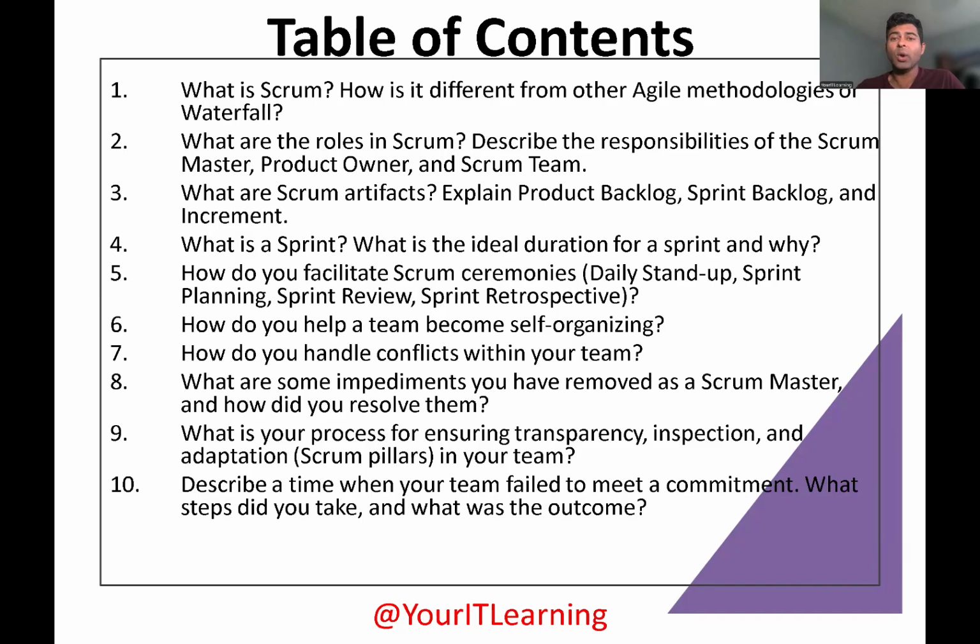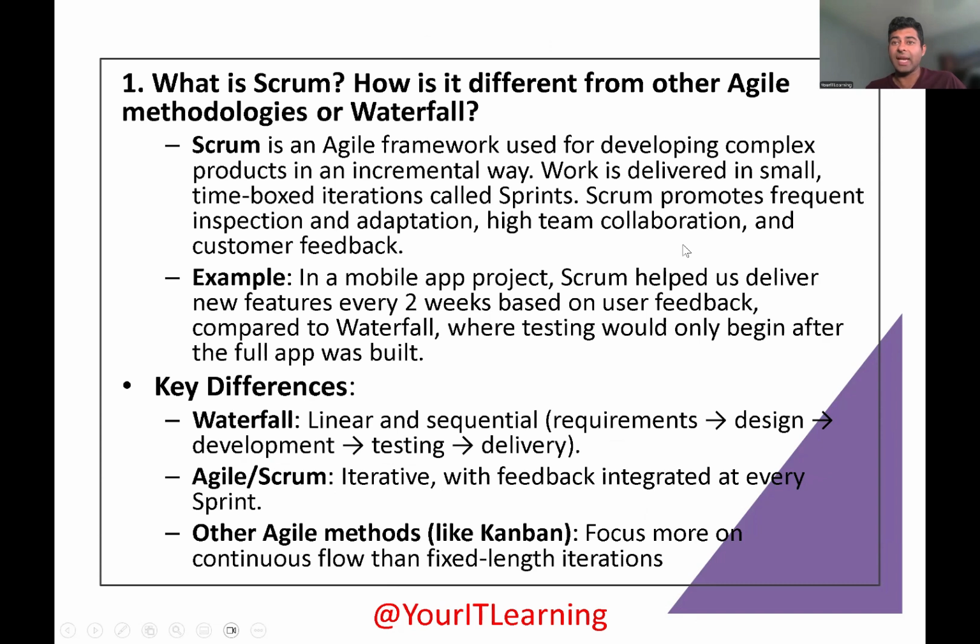What is a sprint? What is an ideal duration of a sprint and why? How do you facilitate Scrum ceremonies like daily stand-ups, sprint planning, sprint reviews, sprint retro? How do you help a team become self-organized? How do you handle conflicts within a team? What are some impediments you have removed as a Scrum Master and how did you resolve them? What is your process of ensuring transparency, inspection, and adaptation in your team? Describe a time when your team failed to meet a commitment. What steps did you take and what were the outcomes? So let's start in detail, step by step, with the questions.